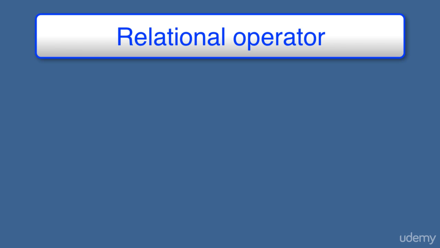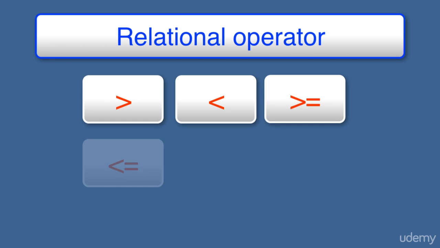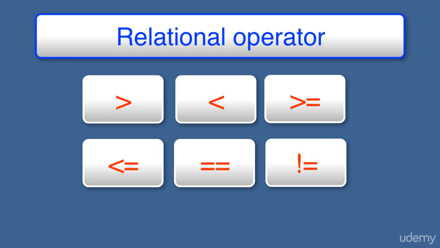Relational operators are used to compare two values. In C programming, we are given 6 relational operators that we can use extensively in your programs: greater than, less than, greater than equals to, less than equals to, equals to for comparing the equality of two values, and not equals to.